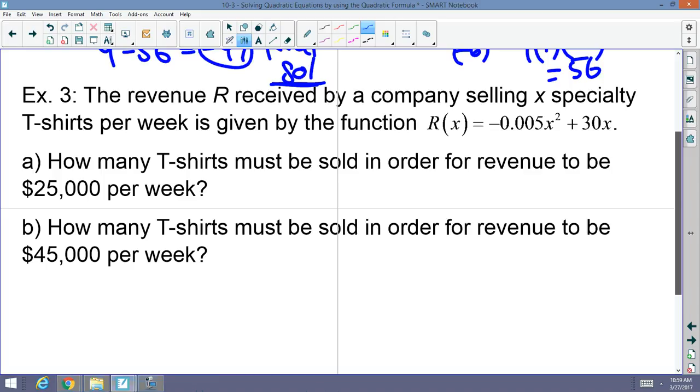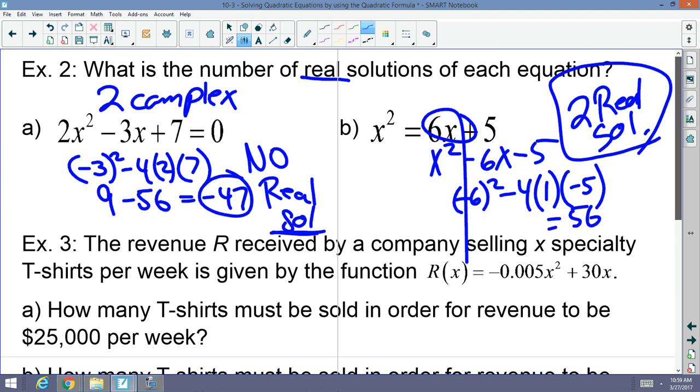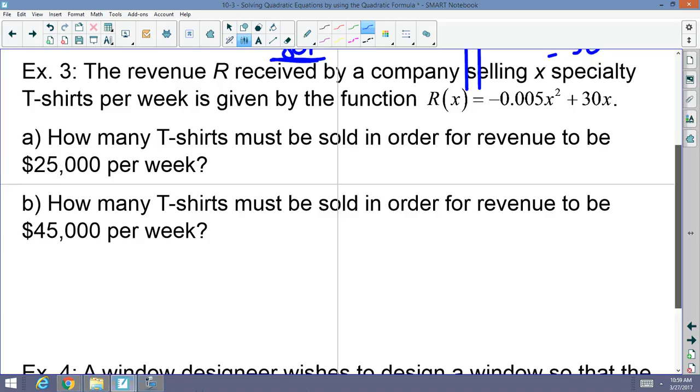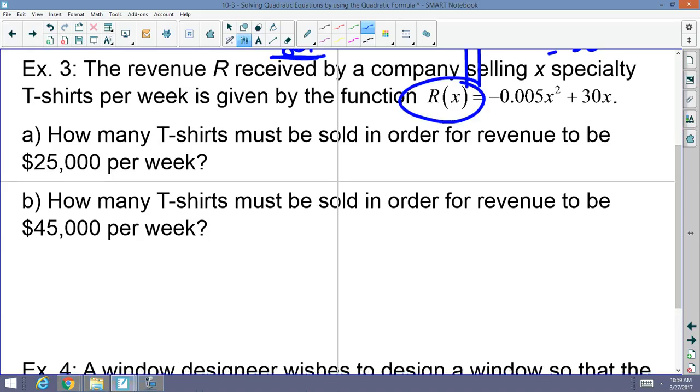For any of you guys, or ladies out there watching this on the internet that ever want to do a business, this is what you have to do. You want to know, when will my R of X be 25,000? I love it when it does that.